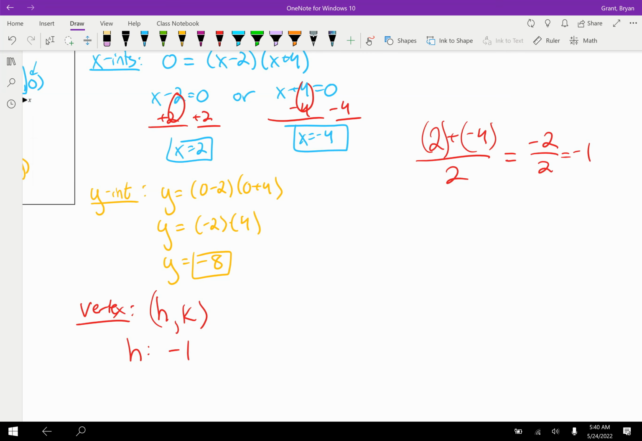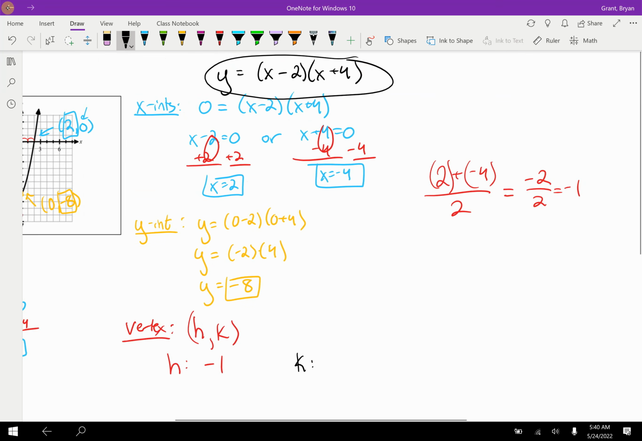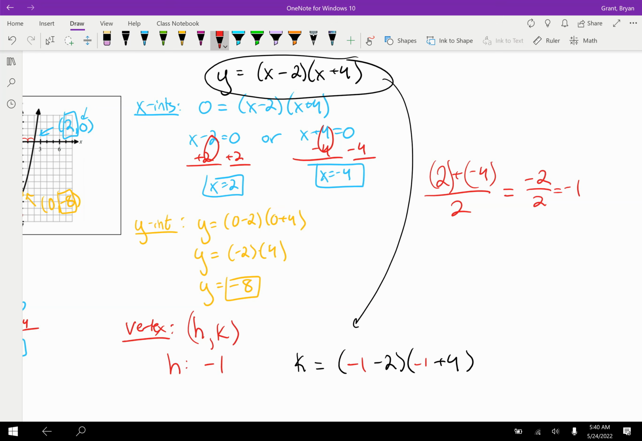And then how do we find the k whenever we have the h of the vertex? Well, that goes back to our original equation. So our k value is going to be found by using the original equation, but replacing the x's with the h that we found. I'm just leaving it blank so I can color code it. Negative 1, negative 1.